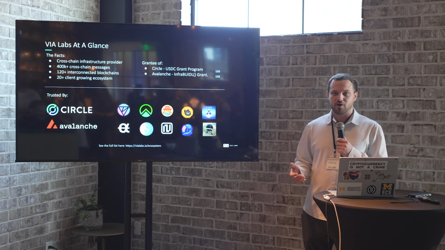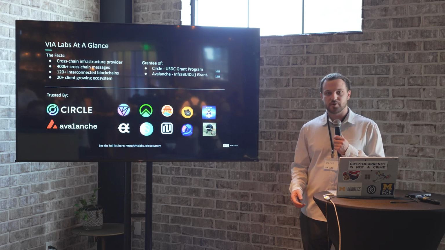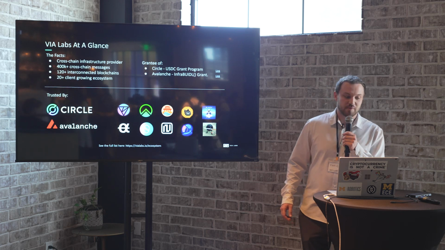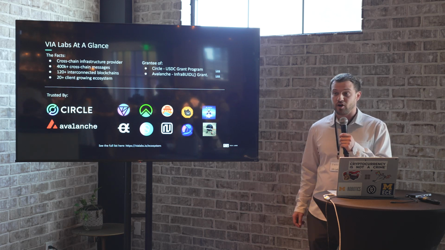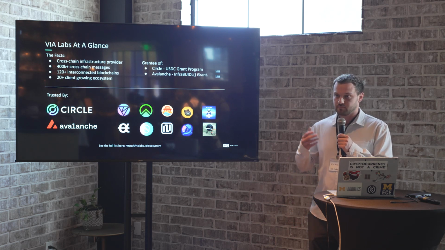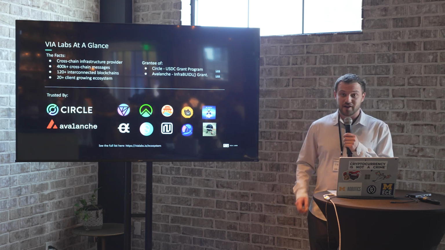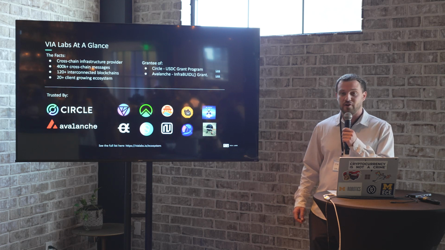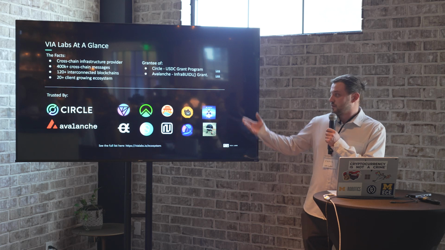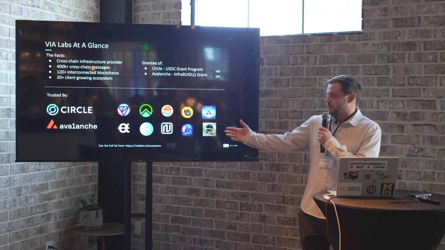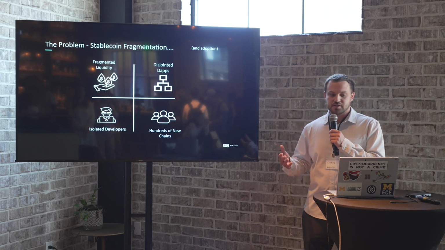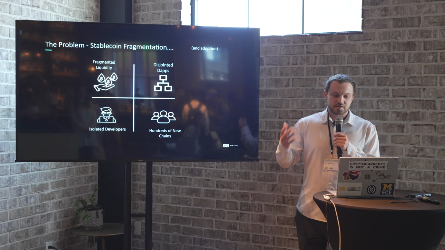But to get started, VIA Labs at a glance: we are a cross-chain infrastructure provider. We have sent over 400,000 cross-chain messages and have an ecosystem of over 120 interconnected blockchains. This is a 20-plus client growing ecosystem, and we are a proud grantee of the Circle USDC grant program and the Avalanche Infra Buildo program. Some of the chains that we work with are Vitruvio, Zirkit, Nibru, and some of these other ones and so on. But to get into Proto-USD, let's talk first about the problem that we are solving.